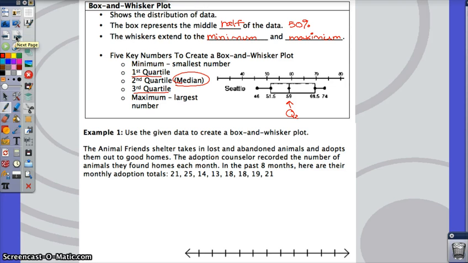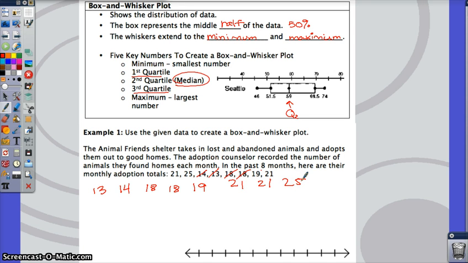I always like to do lowest to highest, and I like to cross them out as I go to make sure I have them all. So there was 13, then 14, then 18, 18 again, then 19, then 21, 21, and 25.